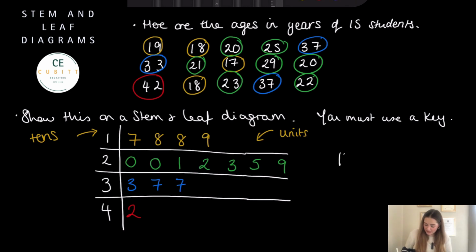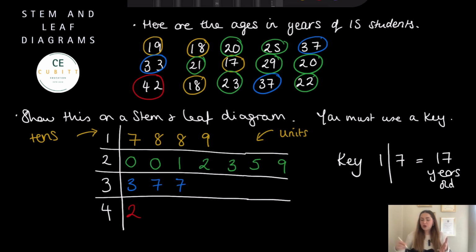Now you must use a key, so I'm going to write down here key, and my key means that basically what I'm saying is that this 1 and the line and the 7 equals 17, is it years? Yeah, 17 years old. Okay, so I'm showing you that that is my stem. My stem is the 1 or the 2 or the 3, and my unit is the 7, and it represents 17 years.